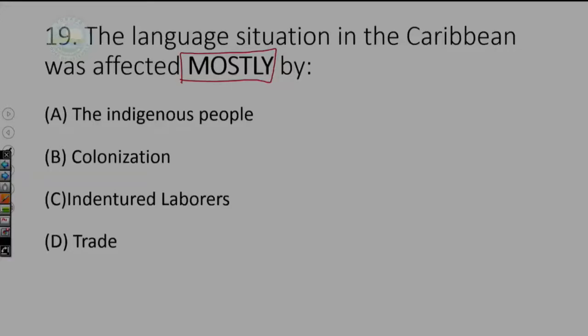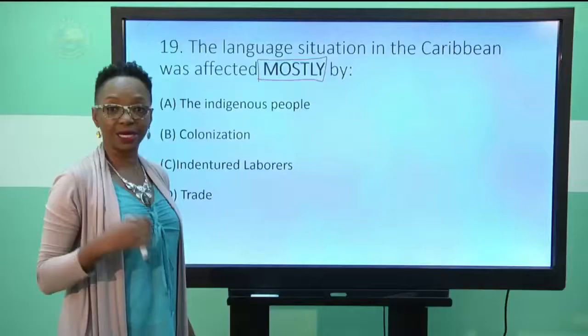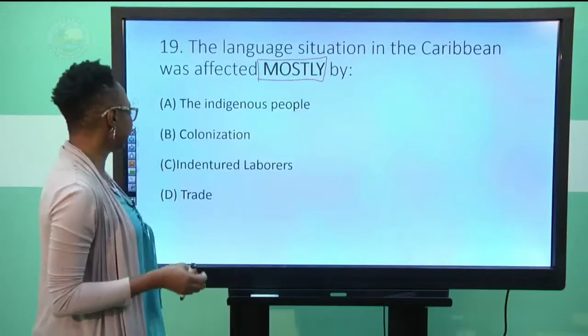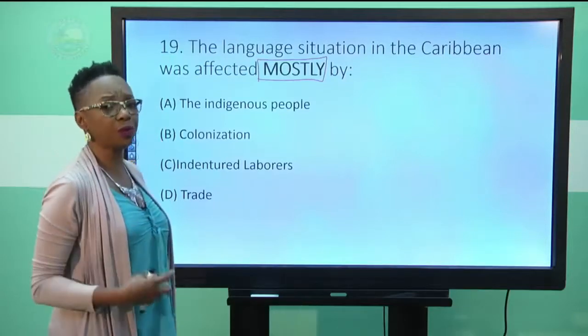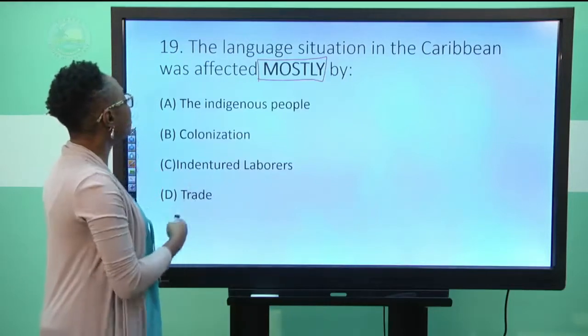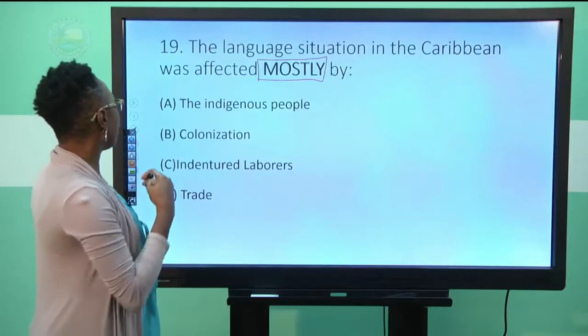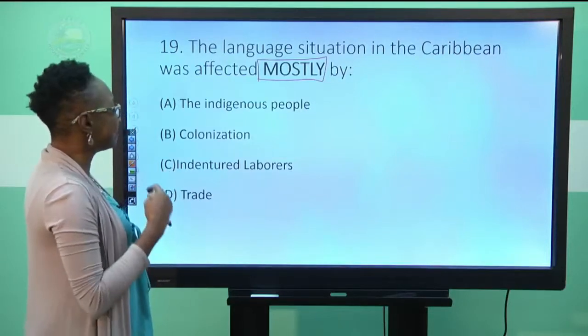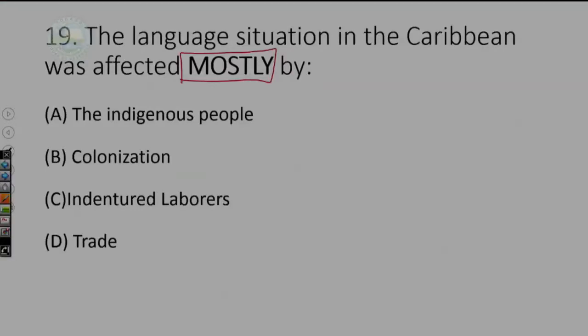C, indentured laborers. After slavery was abolished, we had an influx of East Indians as well as Chinese, and they also brought their language. And then D says trade. When you trade with people, you're going to have to speak with people, and it would enable you to learn their language as well. Now, all of these are options. All of these are indicative of the Caribbean language situation. But which of these most affected the language of the Caribbean? And if you've chosen B, you are correct.